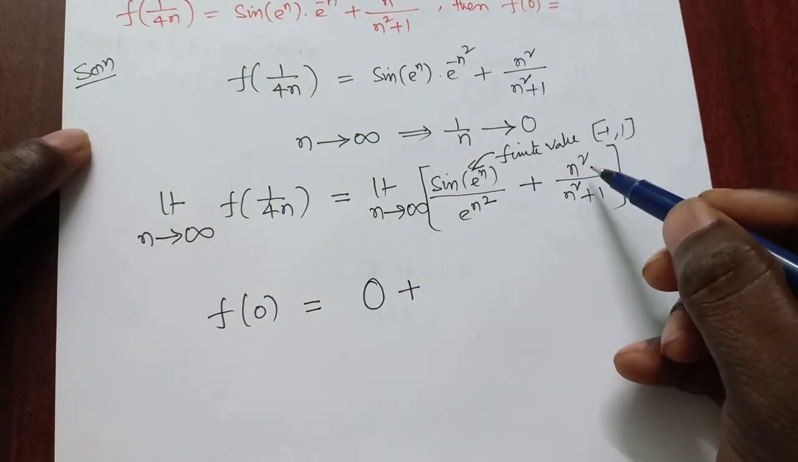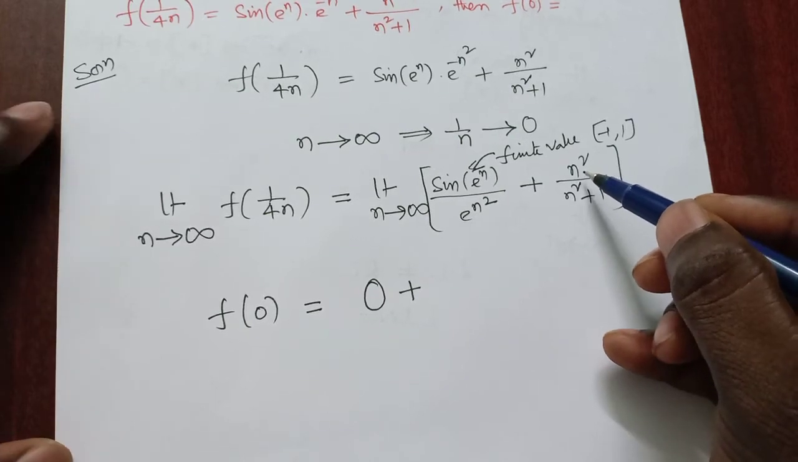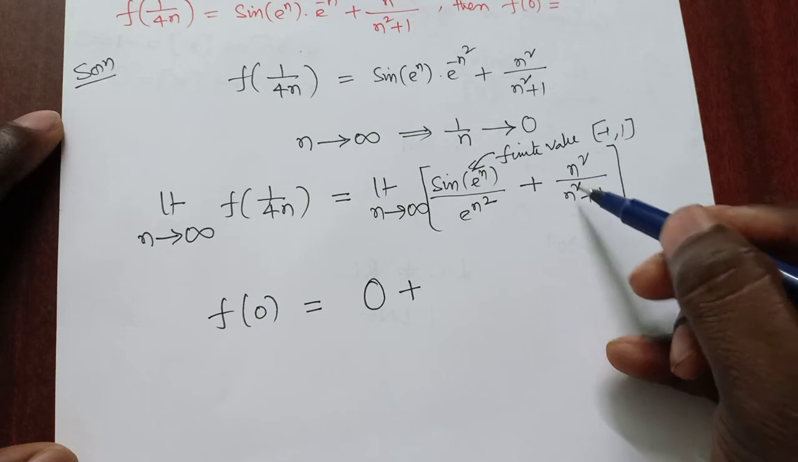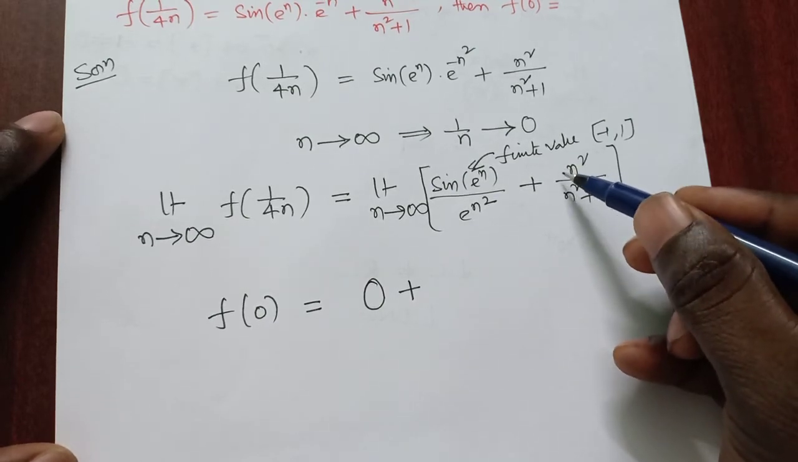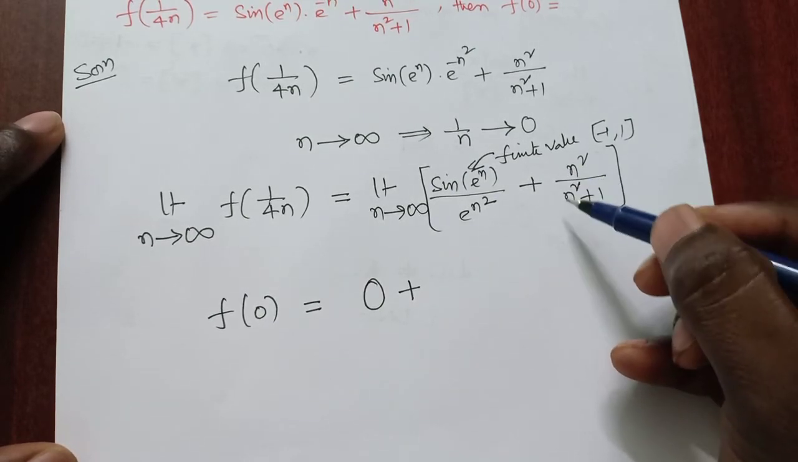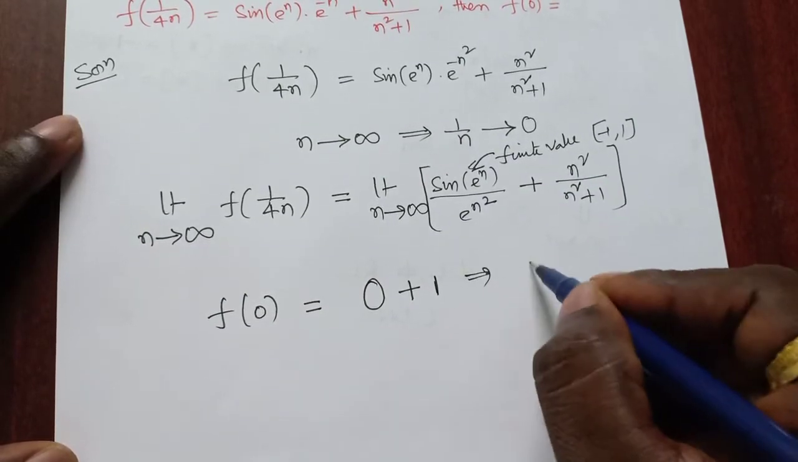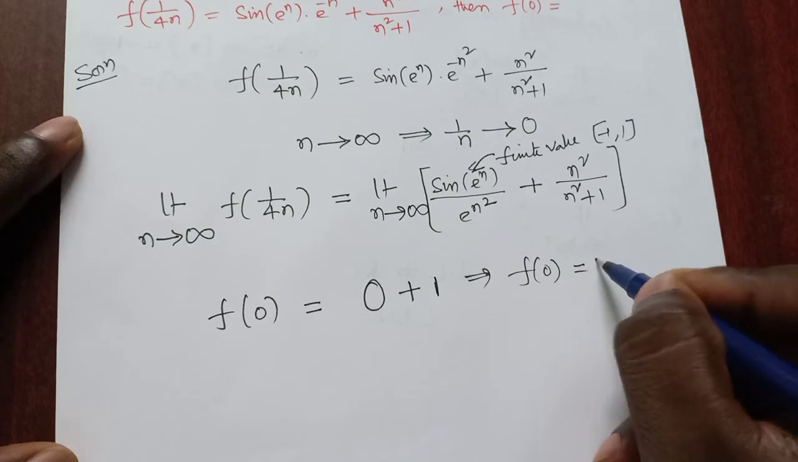Now coming to the infinite limits rule, what is the highest degree in the numerator? 2. Coming to the denominator, 2. Now what is our final result? a naught by b naught. a naught is 1, b naught is 1. So 0 plus 1. Then what is the final answer? f of 0 is equal to 1.